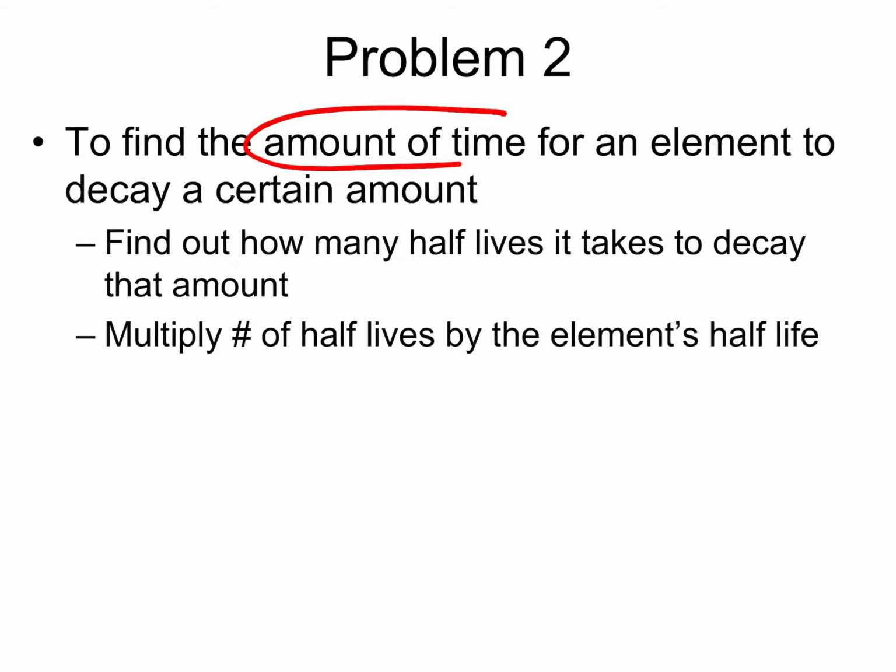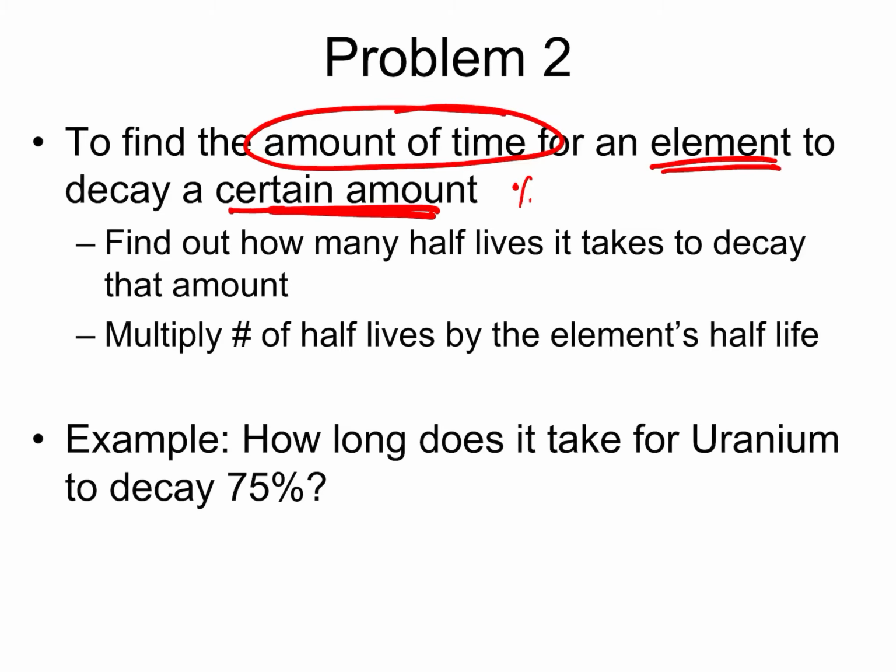Question 2. To find the amount of time, all right, so again, that's what they're asking you for, for an element to decay a certain amount. So now instead of them specifically saying how many half-lives went by, they're giving you a percentage. And you have to use that percentage to figure out how many half-lives went by. So they got to tell you the element, and they have to give you the certain amount, which is going to be the percentage. Okay? So here's the type of question you can get. How long does it take? So there's your question for uranium. There's the element that they're talking about, and there's the amount that they're talking about.